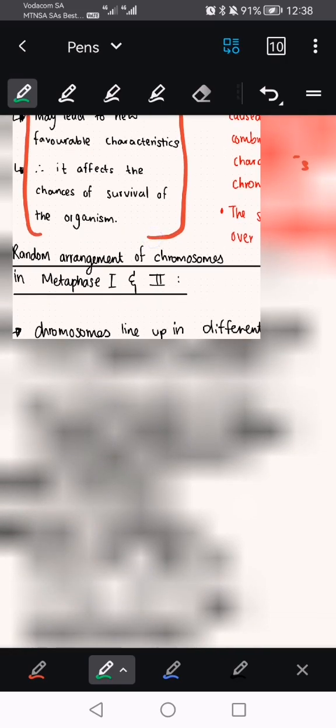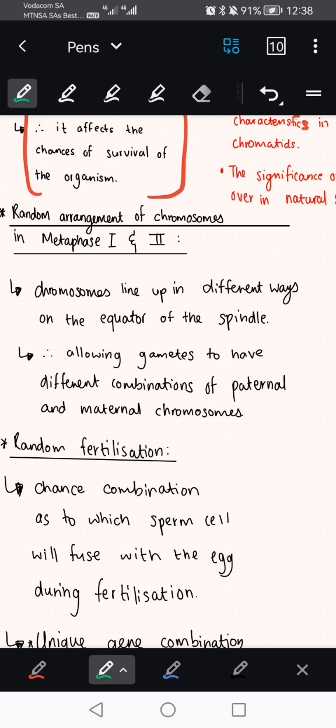Let's quickly look at random arrangement. Random arrangement of chromosomes in metaphase 1 and 2. Now, chromosomes line up. If they ask you for the significance of it in exams, or what is happening, you will say chromosomes line up in different ways on the equator of the spindle. This allows for gametes to have different combinations of paternal and maternal chromosomes. Because what are they saying here? It allows, so instead of having 2 green together like that, because of random arrangement, I can have a green and half blue with a fully green. Something like that. That is what random arrangement is.